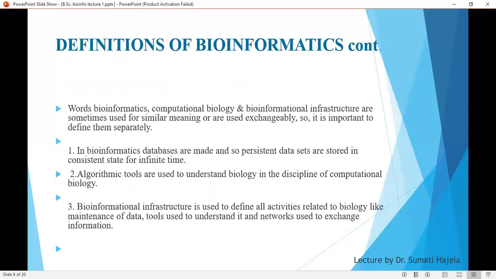In bioinformatics, databases are made, and so persistent data sets are stored in a consistent state for infinite time. Algorithmic tools are used to understand biology in the discipline of computational biology, and bioinformational infrastructure is used to define all activities related to biology, like maintenance of data, tools used to understand it, and networks used to exchange information.